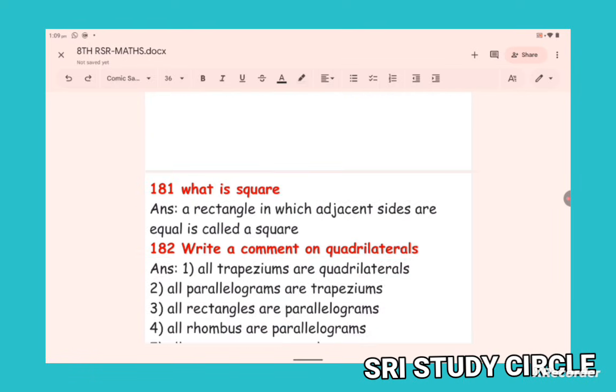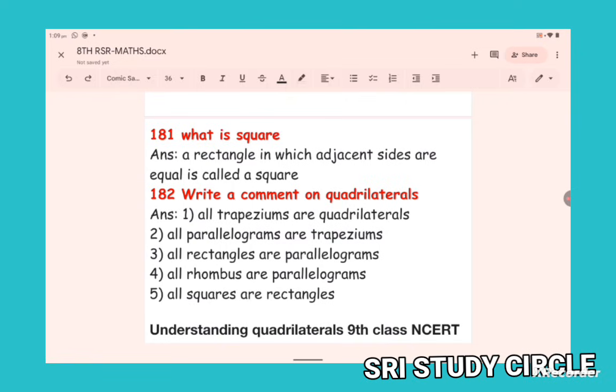What is a square? A rectangle in which adjacent sides are equal is called a square. In a square all sides are equal, each angle is 90 degrees, opposite sides are parallel, the lengths of the diagonals are equal, and the diagonals perpendicularly bisect each other.